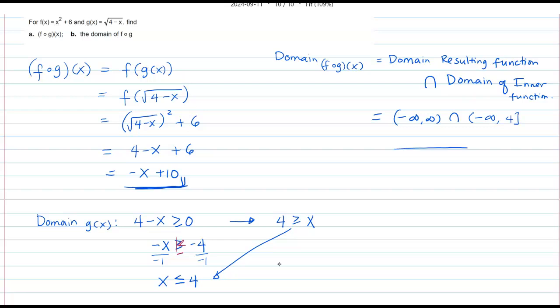What's the intersection? To help you imagine it, you could draw it. All real numbers will just be the entire number line. And less than or equal to 4, if this is 4, will be this, and then going to the left. The set of all real numbers is the entire number line. So we get the intersection, what is common to both, and that is just negative infinity to 4. So the domain for f circle g of x in this case is negative infinity to 4.